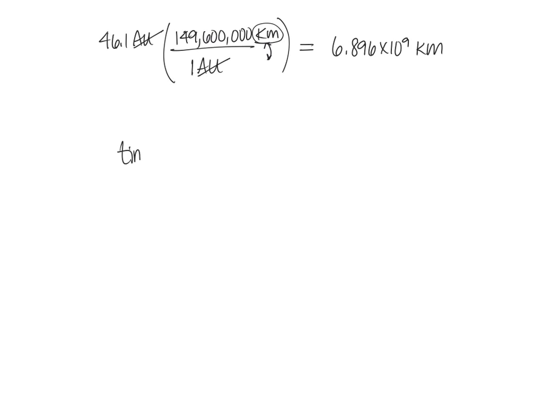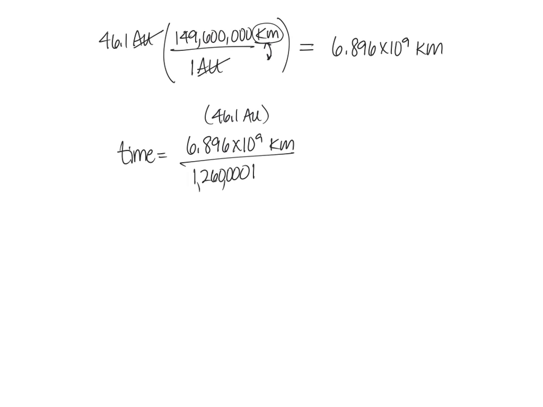Now, if we want to find the time, we take 6.896 times 10 to the 9 kilometers, because remember, that's the same as 46.1 astronomical units, but it's just in the right units. And then we divide by our speed, which is 1,260,000 kilometers per hour. Notice our kilometers is going to cancel, and our value is going to be now in hours. So that's how long it's going to take us to get there in hours.